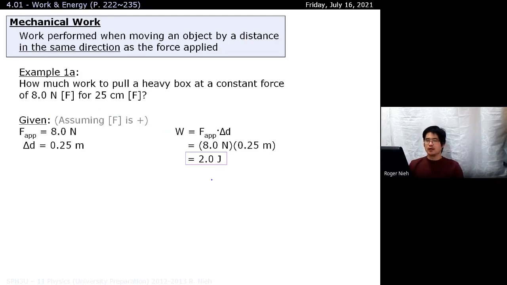And just as a reminder, it doesn't even matter which way you're moving. In this case over here, I could be pulling the box backwards. But as I'm pulling the box backwards, it too is also moving backwards. So work is always accomplished when the object moves in the same direction that you're applying the force. That's when positive work is done.